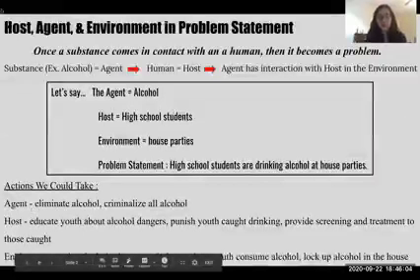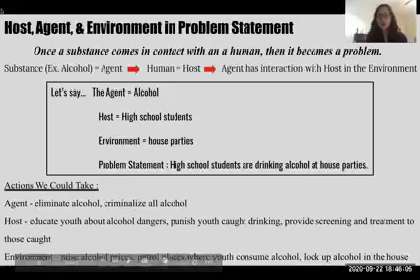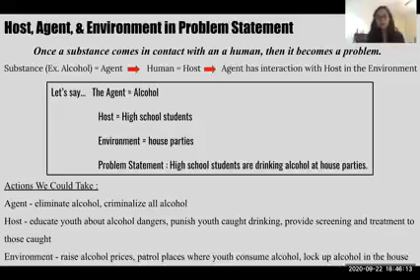So now I'm going to go into the specifics of your host, agent, and environment, and how you can use this in your problem statement to further help solve it. So one thing, just to make sure you understand, is you have a substance and you have a human. When both of these come into contact, that is when it becomes a problem. So let's say your substance is called an agent. So it can be alcohol, it can be different types of drugs. Your human is your actual host.